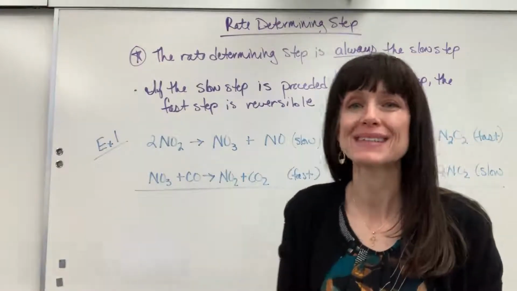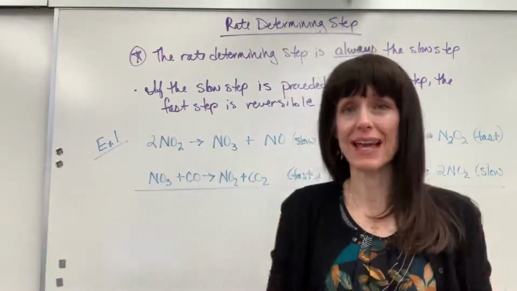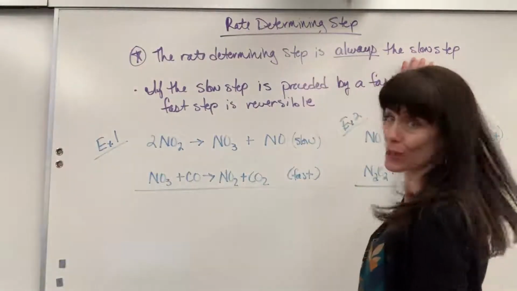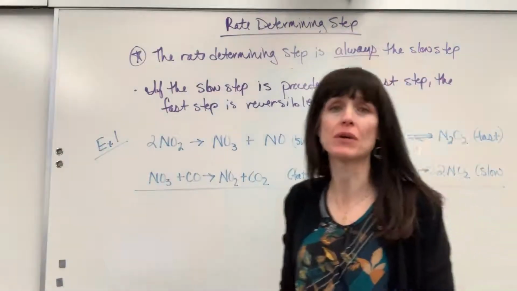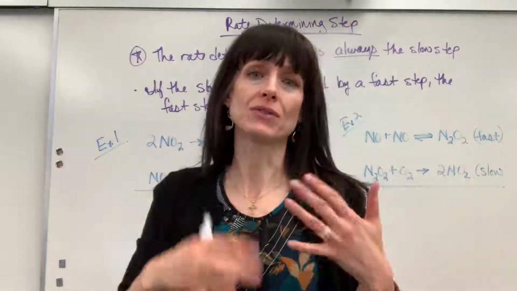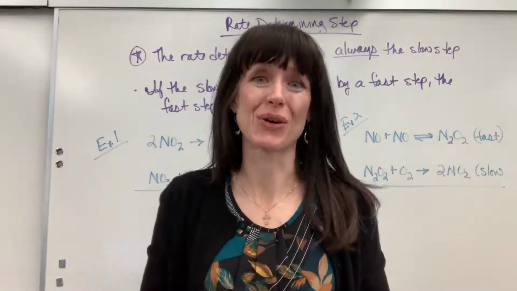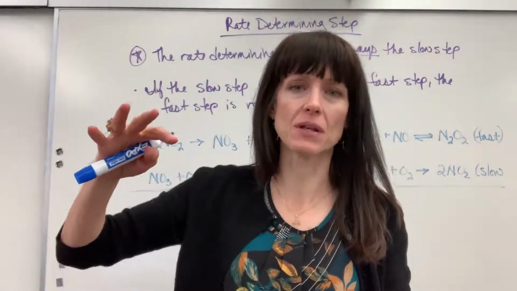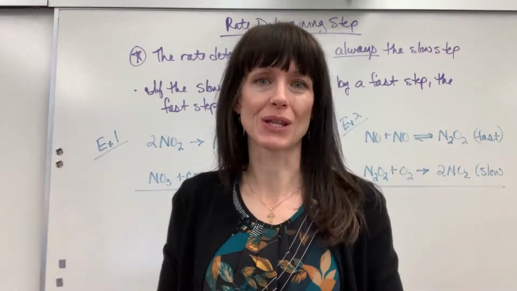Hi, rate determining step. I have an easy answer for you. The rate determining step is always the slow step, okay? Always the slow step. And you will have to be told what elementary steps are fast, which one is slow. There will always be one that is the slowest. So in all the elementary steps that you're given, only one will be written as slow.